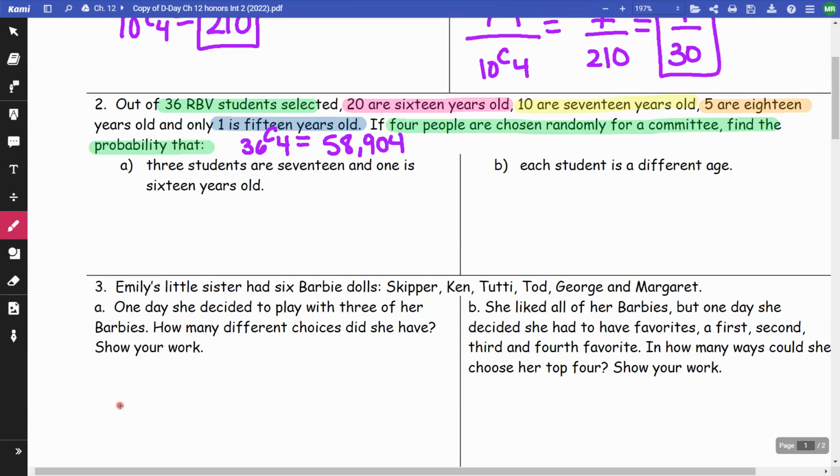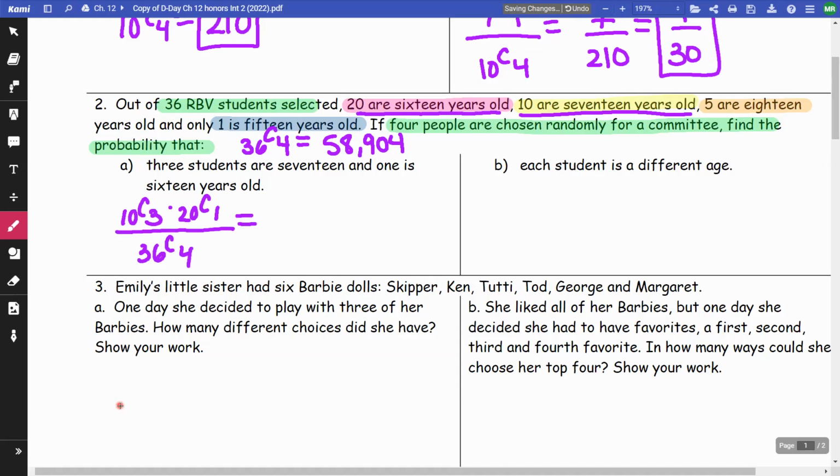It says 3 students are 17 and 1 student is 16. There are 10 17-year-olds, and we're going to choose 3. And we want 1 16-year-old, and there are 20 16-year-olds. So that's going to be times 20 choose 1, which is 20 different ways we can get 1 person. All over the total, which is 36 choose 4.